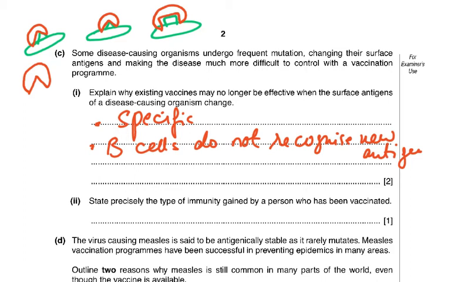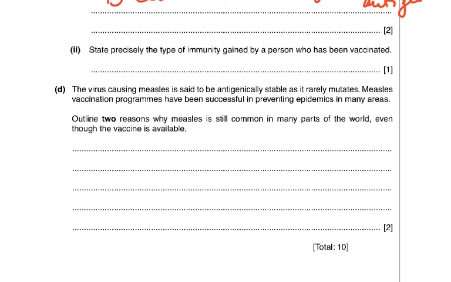So there is no recognition. So there are no plasma B cells and memory B cells, and so they will not make antibodies against this one. So this virus or this disease causing organism will flourish because now the antigen has changed. So the existing memory cells are no longer activated, and a new immune response is required. Then we come to part 2 of this question.